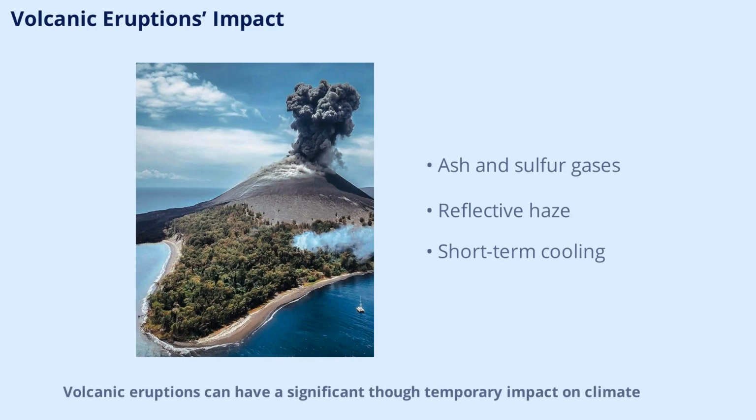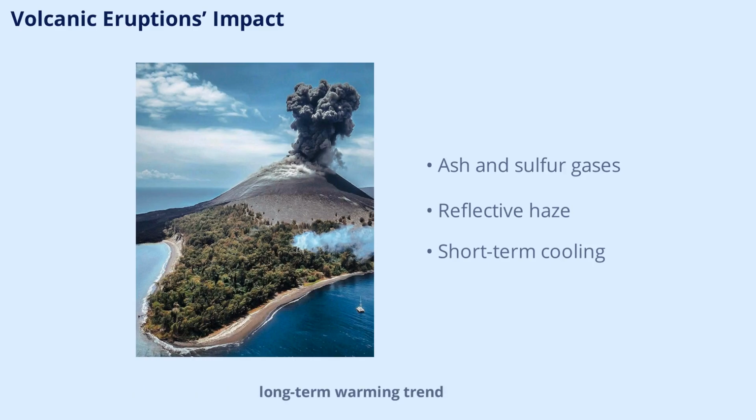Volcanic eruptions can have a significant, though temporary, impact on climate. When volcanoes erupt, they release ash and sulfur gases into the atmosphere. These particles can form a reflective haze in the stratosphere, blocking sunlight and cooling the Earth's surface. The cooling effect can last for several years, especially in the hemisphere where the eruption occurs. However, these natural events are not enough to explain the current, long-term warming trend.